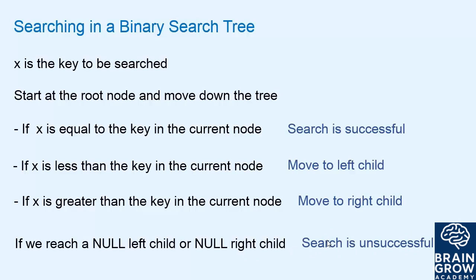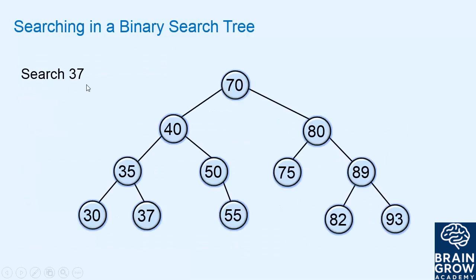Now let's take an example. Suppose we have to search key 37 in this binary search tree. So we'll start at the root node. First we'll compare this 37 with the key in the root node. 37 is less than 70, so we'll move to the left child. Now we'll compare 37 with the key in this node. 37 is less than 40, so again we'll move to the left child. Now 37 is compared with this 35. 37 is greater than 35, so we'll move to the right child. Now this 37 is compared with the key in this node. Now both are equal, so it means the search is successful and we have found our key.